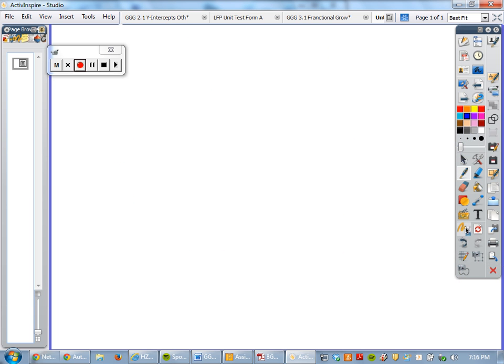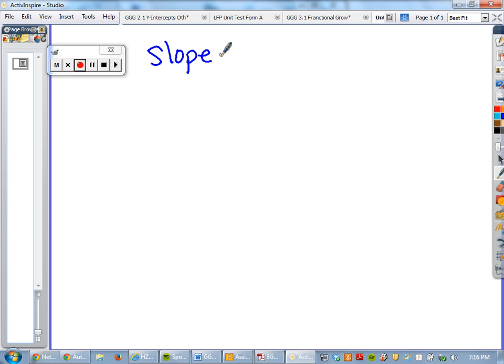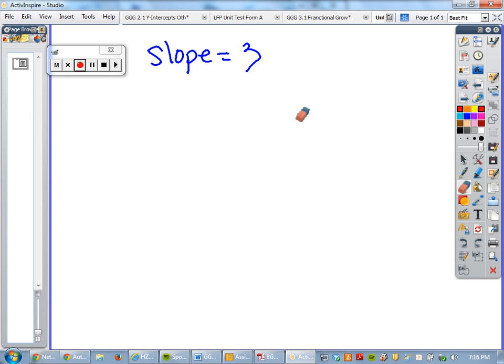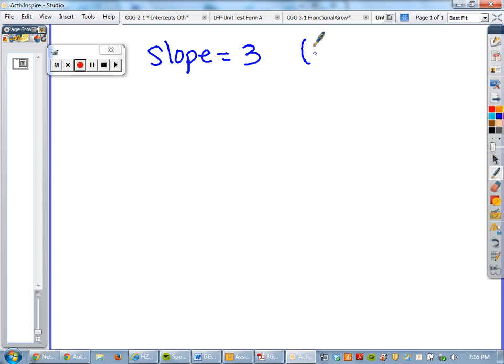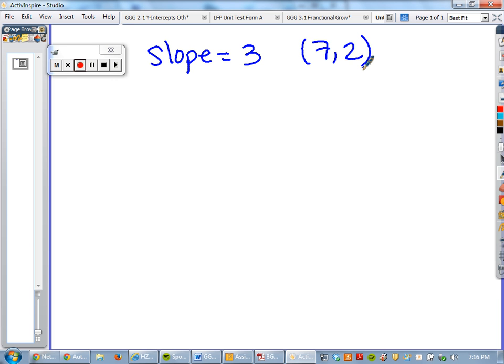Okay, another example would be, say they said the slope was 3, and then they gave us a random point. They said the point was 7, 2. Okay? That would mean that we have to set up our table because we already know that our slope is 3. So any answer that doesn't have 3x in it is incorrect. And we're going to have to work our way back from 7 all the way to 0 because all we're missing is our y-intercept. Okay, so we need 0 here.